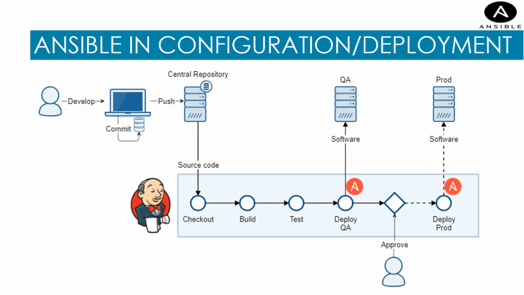After Ansible configuration and deployment, we can use it if we want to automate. The developer will commit the code and push it into the central repository. With the help of Jenkins, the code will be checked out, built, and tested, and with the help of Ansible it will do the deployment into the QA environment, or software or OS configurations. And once that is approved, Ansible will again come into the picture and do the deployment into the prod environment.